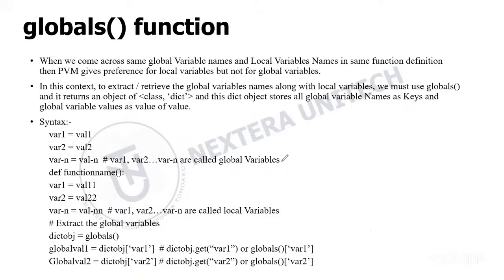So think of the globals function like a control room of your program. So it consists of all the global variables mainly in your program. So using this globals function, you can see everything, you can access everything and you can modify everything.